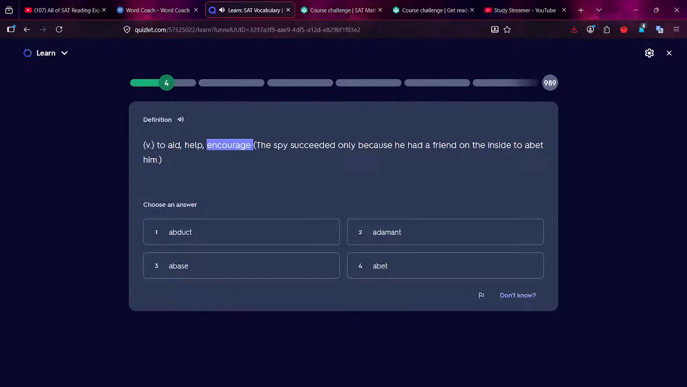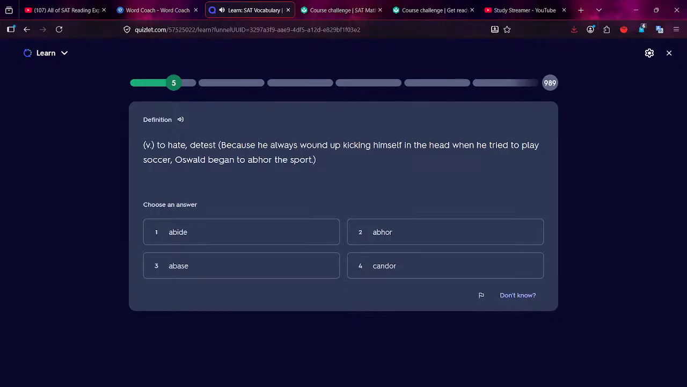To aid, help, encourage. So I mean, it could be 2, 3, or 4. Adamant means if you're adamant, that means you consistently want to do that. Doesn't mean to aid, I don't think so. So it's either this or this. So I'm going with that.